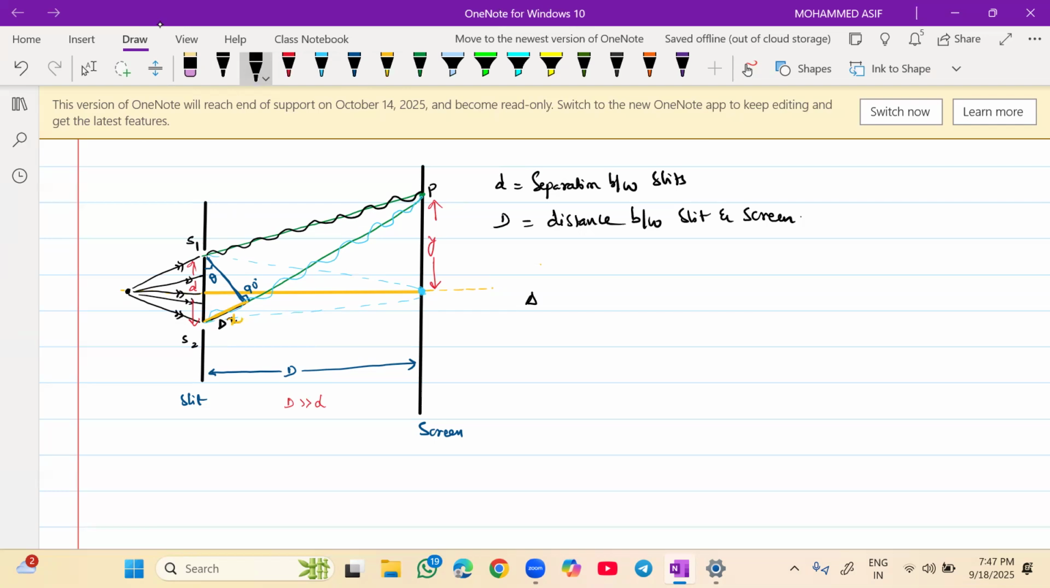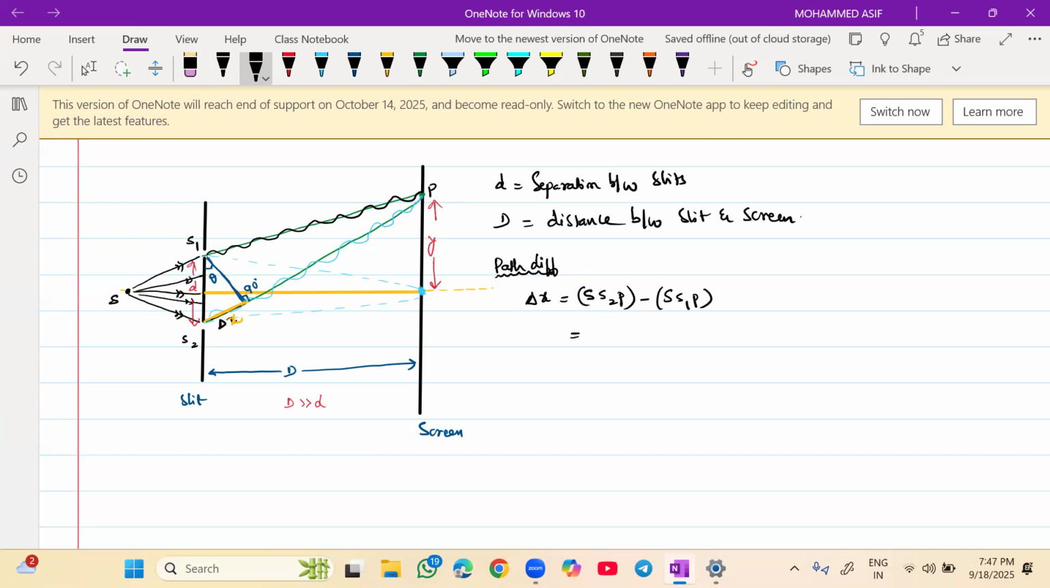Now how to write the value of delta x? So path difference, delta x, will be equal to the larger distance minus the smaller one. If I'm taking the source of light as S, from the diagram, the larger distance is S, S2 and P, minus S, S1 and P. Am I clear with this one? That will be your path difference.